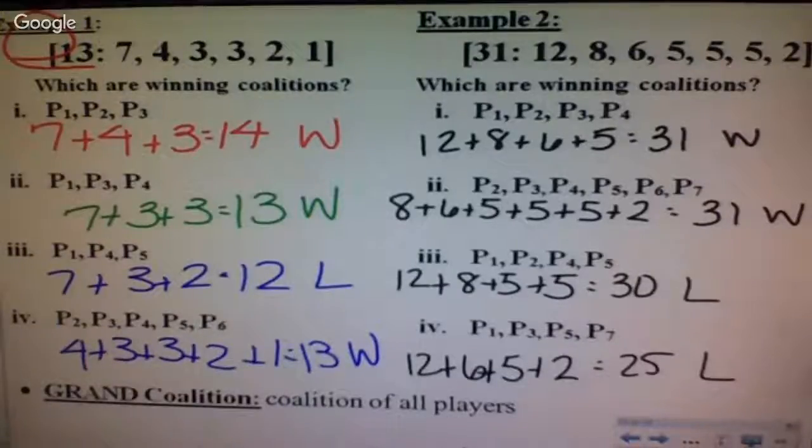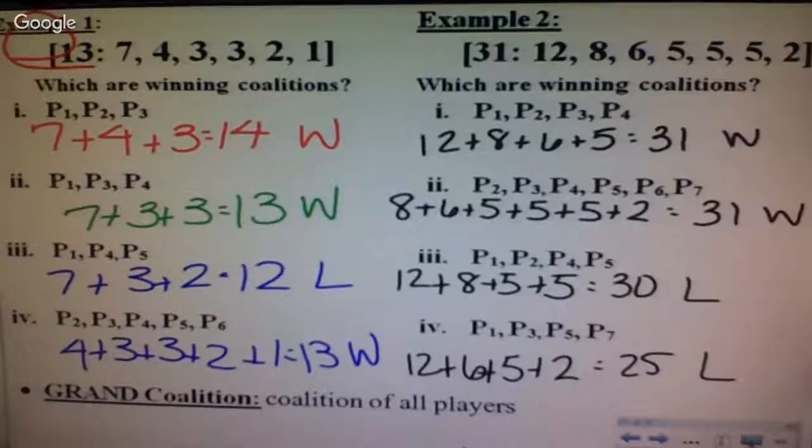Okay. 2 wins and 2 losses. If we're talking grand coalition, that's when everybody votes the same exact way. Every player is in that coalition if we've got the grand coalition.